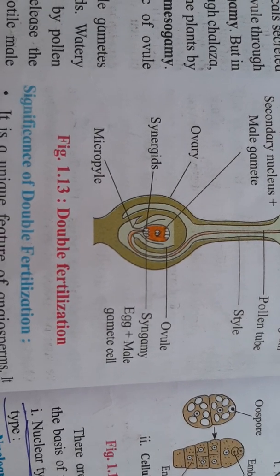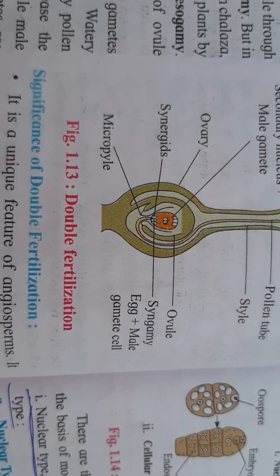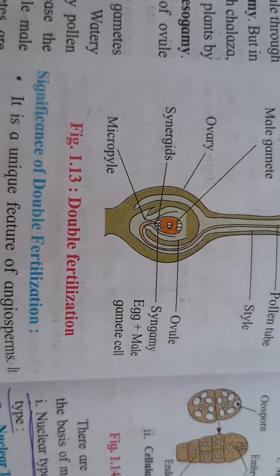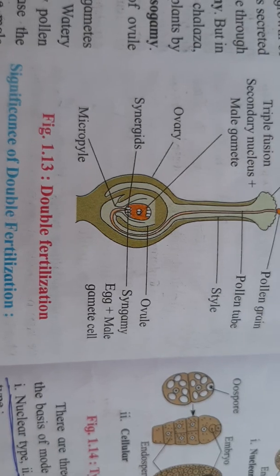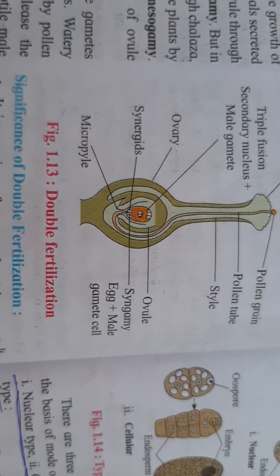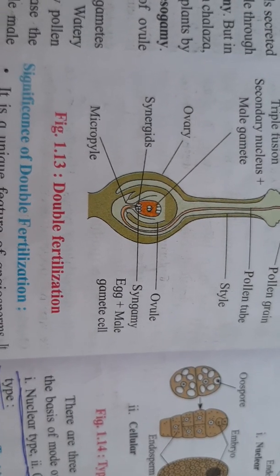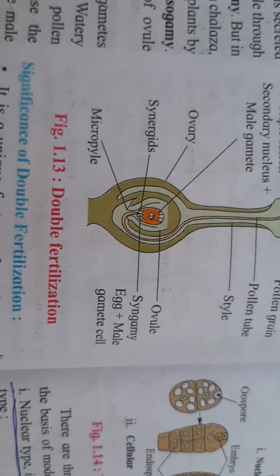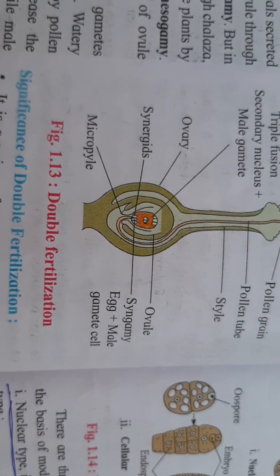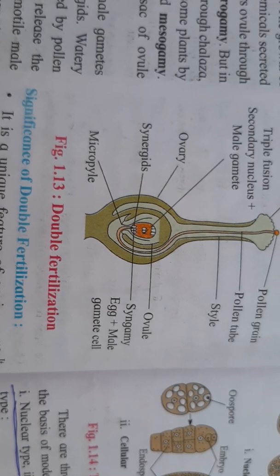Another male gamete also comes behind the first one and goes to the secondary nucleus. The secondary nucleus is also diploid. When the male gamete enters the secondary nucleus, this is called triple fusion, because three cells are fused to form the endosperm.